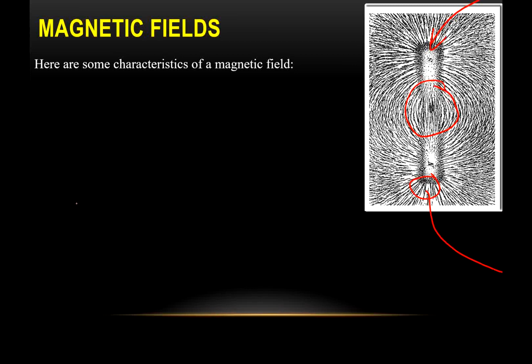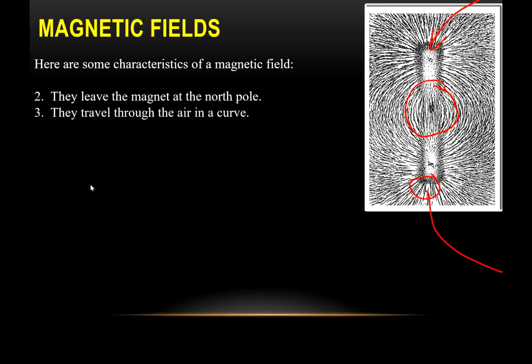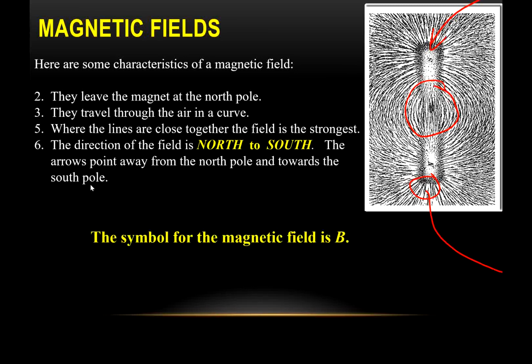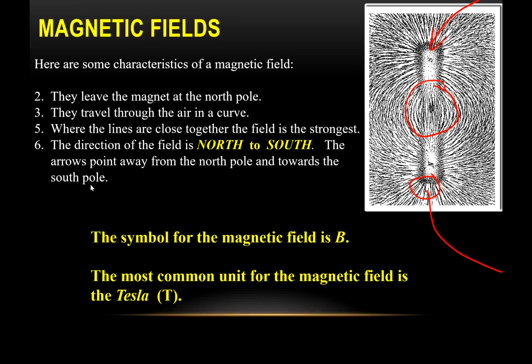So here are some characteristics. They leave magnets to the north, they travel through the air in a curve. These are things I've been saying. The closer these lines are together, the more of them there are. Like if we have an area that has just one line, it's a very weak magnetic field. But if there's a lot of them really close together, it's going to be a stronger area of magnetic field. And it's always going to be north to south. They will point away from north to south.